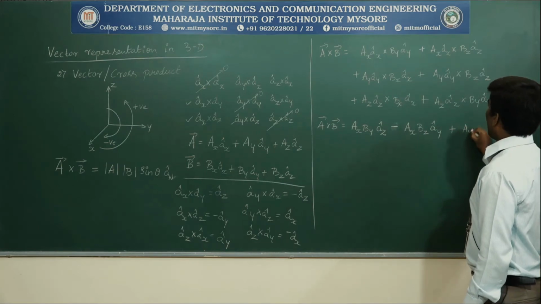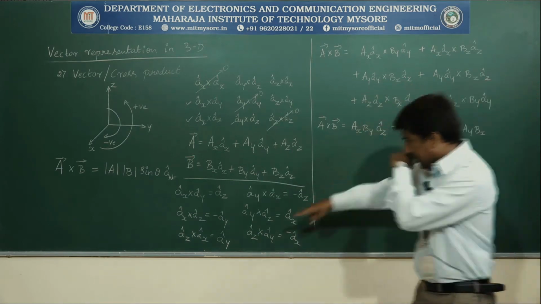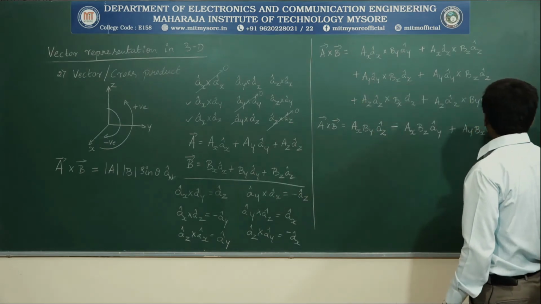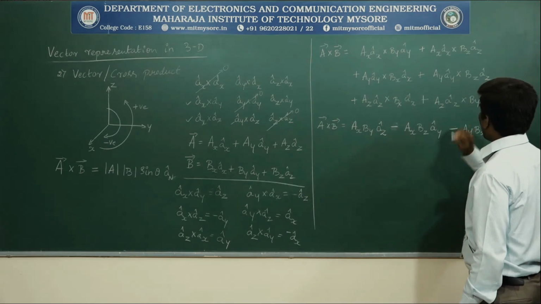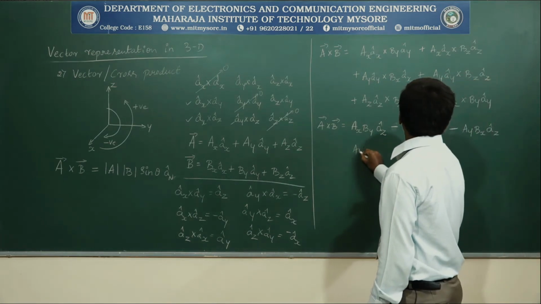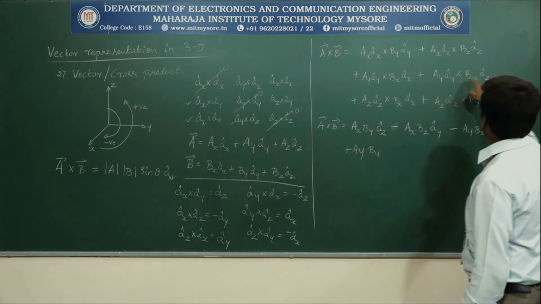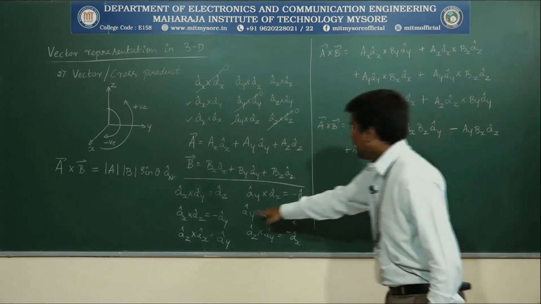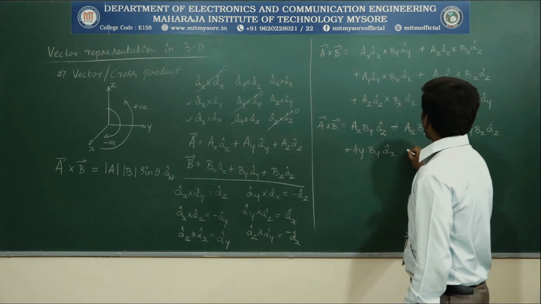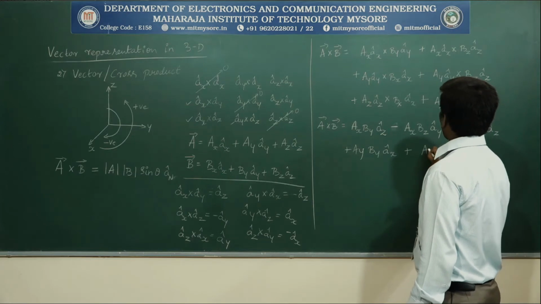Plus AY BX, A cap Y cross A cap X, A cap Y cross A cap X is equal to minus A cap Z. A cap Z comes here, then the minus sign will be retained here. Then AY into BZ, A cap Y cross A cap Z, A cap Y cross A cap Z is equal to A cap X. Then plus, what is the next term? AY.